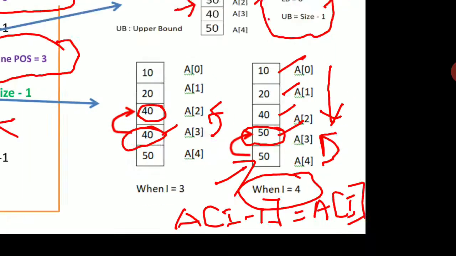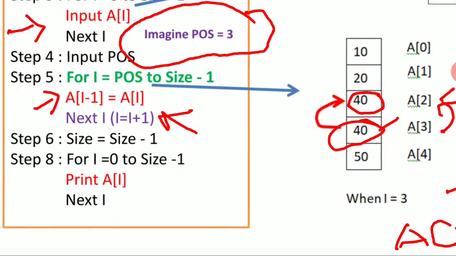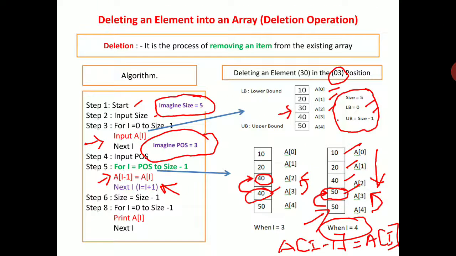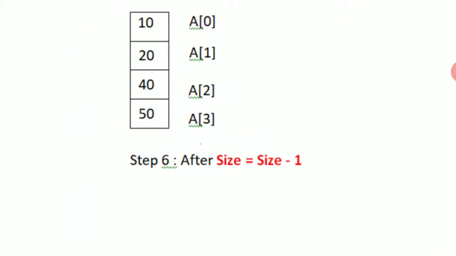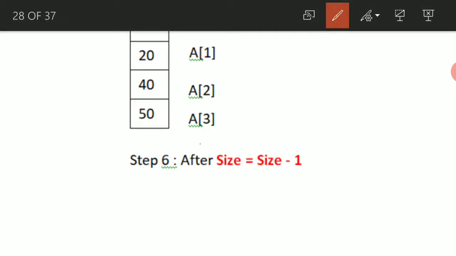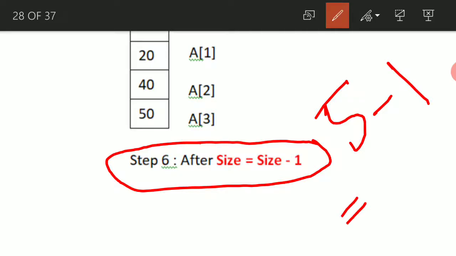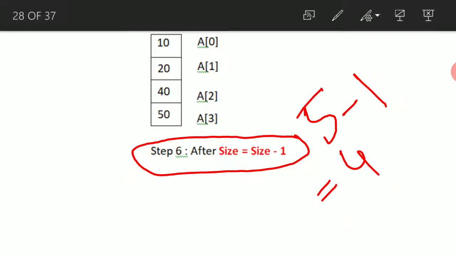Here we can concentrate on the algorithm. In the sixth step, what happens now? The size equal to size minus 1. That means, as we will see in the next slide, the size is size minus 1. The size value is how much now? 5. 5 minus 1 is going to be 4, and we can see here we have only 4 elements.